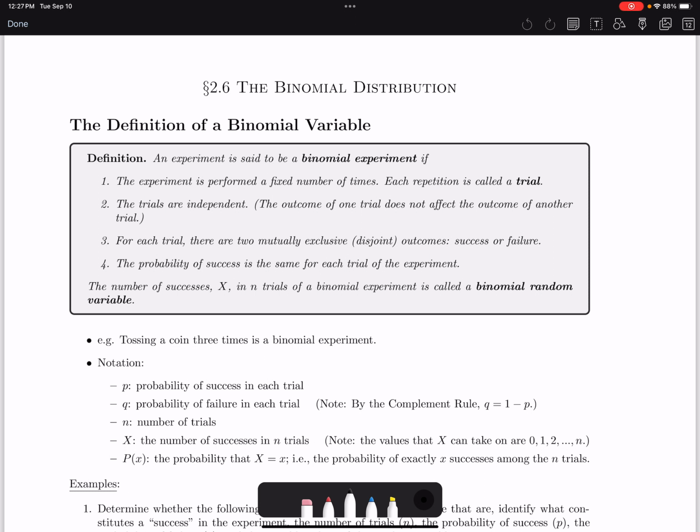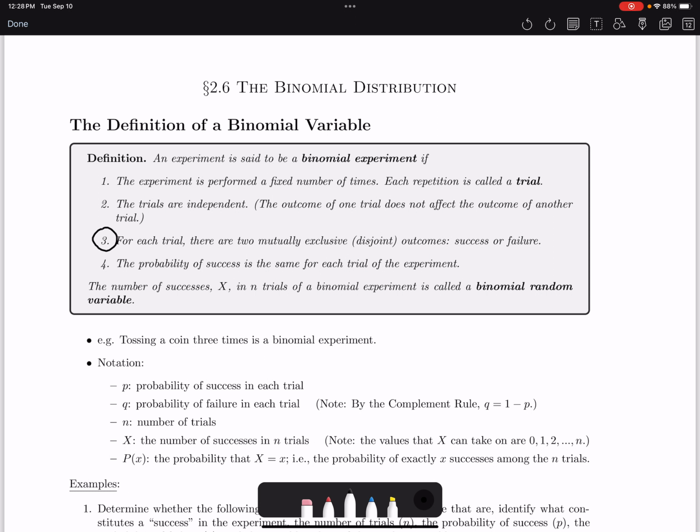So here's how we define a binomial variable. First of all, an experiment is said to be a binomial experiment if the experiment is performed a fixed number of times, right? Each repetition is called a trial. The trials have to be independent. That is, the outcome of one trial is not allowed to affect the outcome of another trial. We've seen the term independence before, right? For each trial, there should be two mutually exclusive outcomes, which is another thing that we've seen before, right? Success or failure. And that's really kind of the big one, right? That's what makes a binomial experiment binomial is this condition right here, that there are two mutually exclusive outcomes.